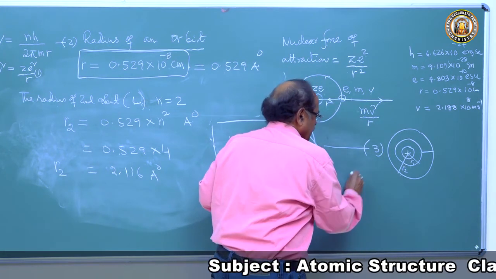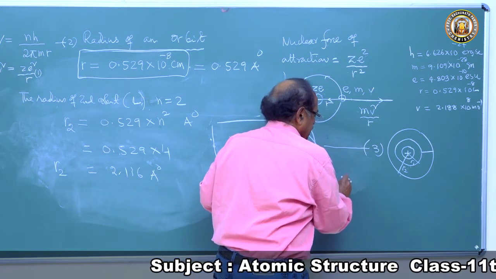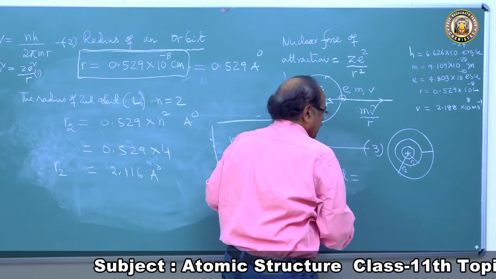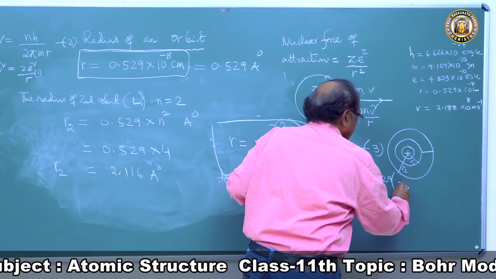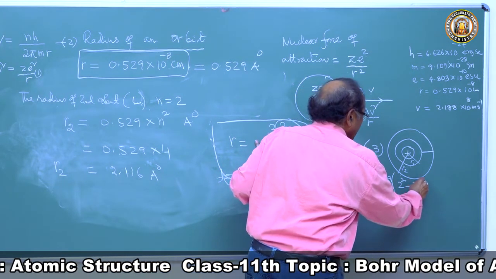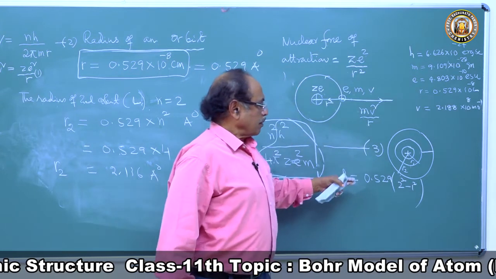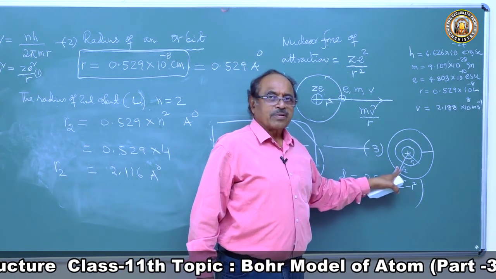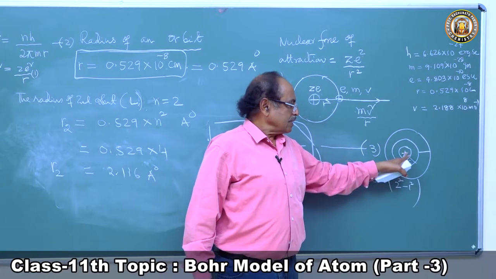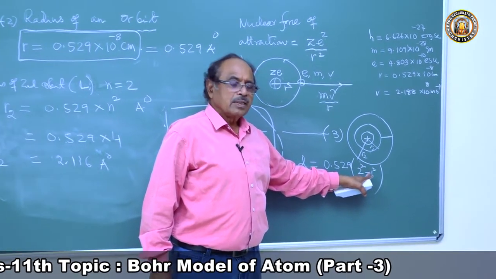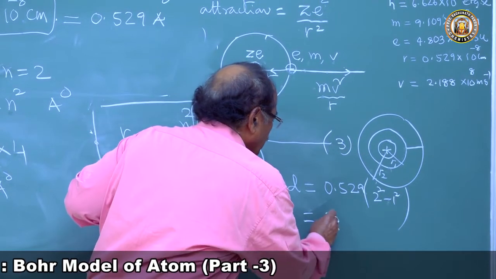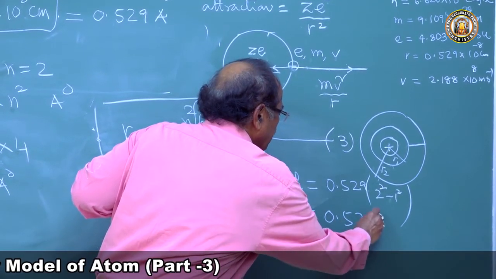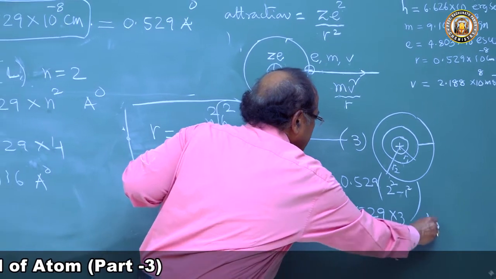So the distance D between the two, if they ask, what will this be? 0.529 into 2 square minus 1 square. Okay, second radius will be 0.529, 2 square. First radius is 0.529, 1 square. So 4 minus 1, 3. So that distance will be 0.529 into 3 angstrom unit.